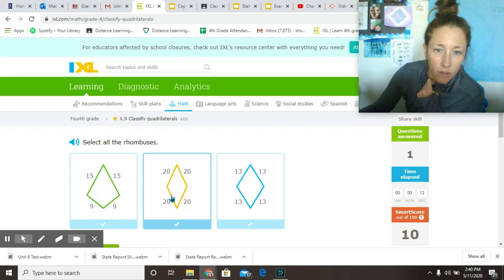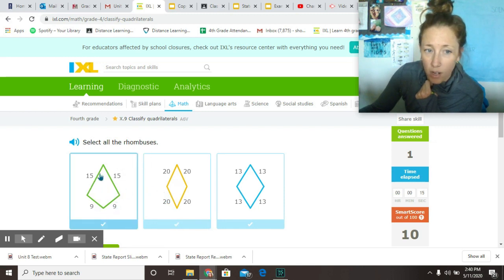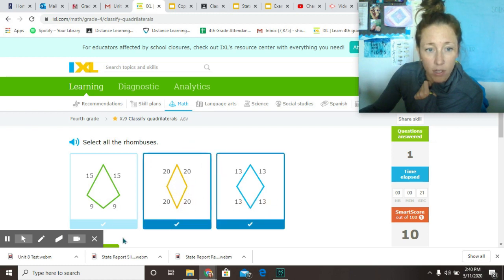Same thing, select all the rhombuses. Well, this one's out. All the sides are the same. This one has sides that are the same. These look like they're parallel. Same with those. I'm going to select both of those.